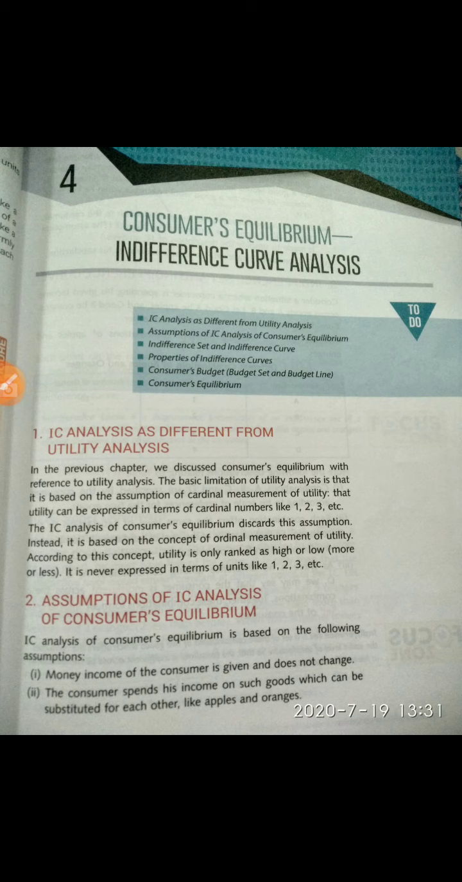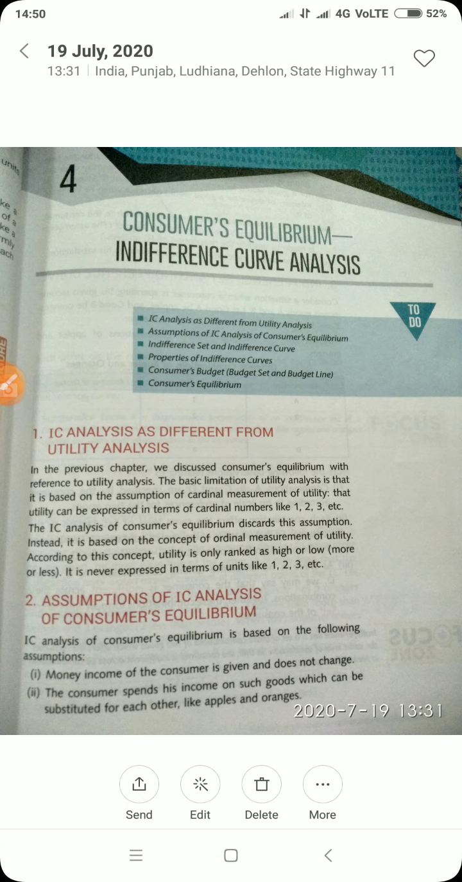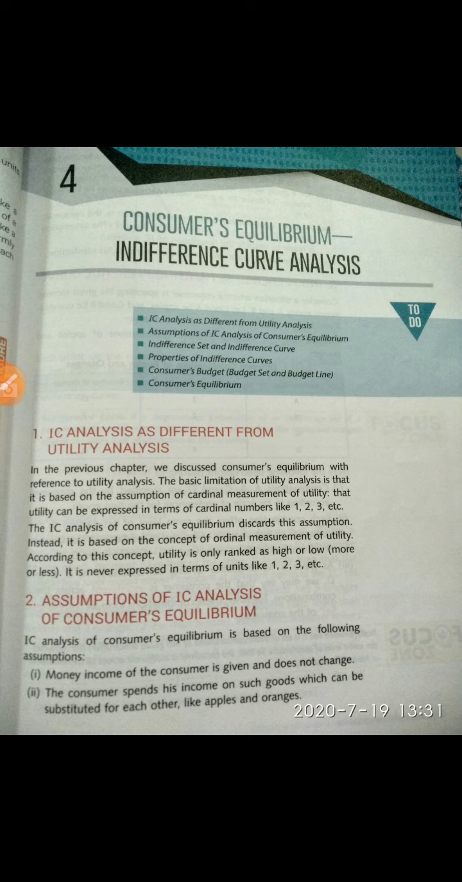Then the next assumption is that the consumer's preference for the two goods is well defined. What does it mean? If he is increasing the demand for one of the commodities, obviously he has to reduce the demand for the other commodity. The next assumption is that both goods give him equal satisfaction. If he is buying more of the goods, it will give more satisfaction. If he is buying less of the goods, it will give him less satisfaction. Clear?